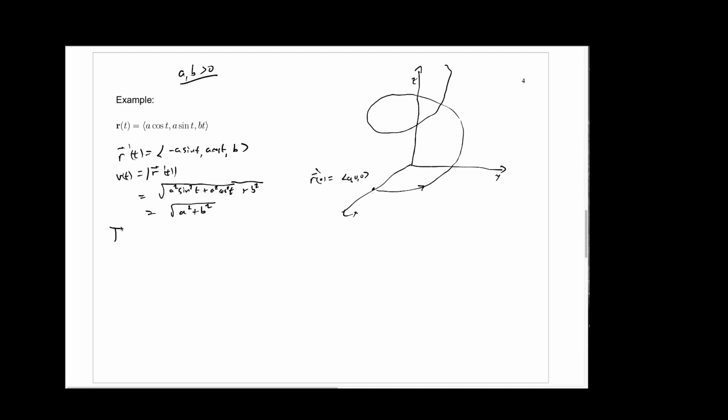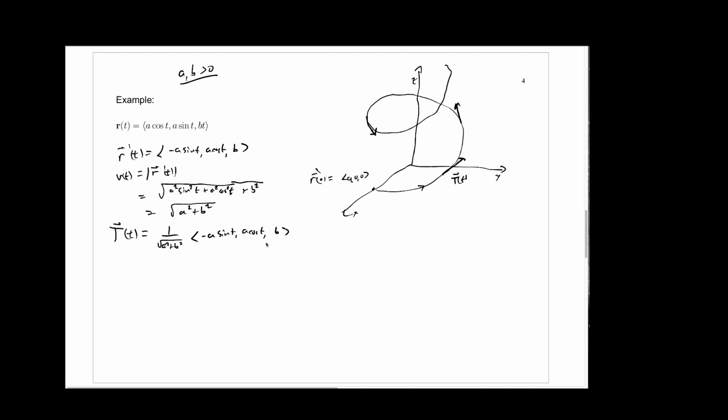What is the unit tangent vector? Well, the unit tangent vector at parameter t is just this velocity vector divided by its length. So it's 1 over the square root of a squared plus b squared times this vector minus a sine t, a cosine t, and b. And at every point along our curve, it will provide us a vector of length 1 in that direction of motion.